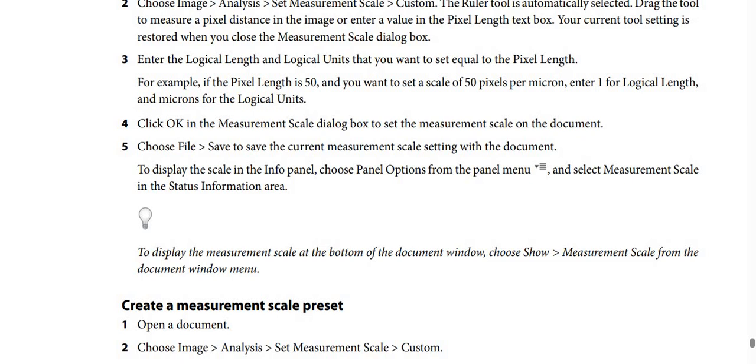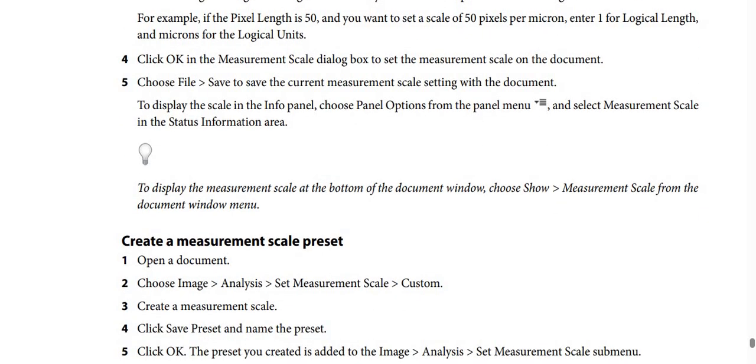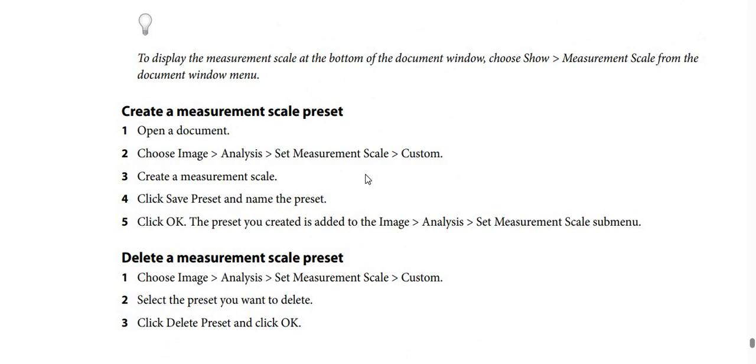Step number 5, you should choose file, then choose save to save the current measurement scale setting with the document. And by the way, to display the scale in the information panel, you should choose panel options from the panel menu firstly, and then select measurement scale in the status information area. And also, to display the measurement scale at the bottom of the document window, you should choose show, then select measurement scale from the document window menu.